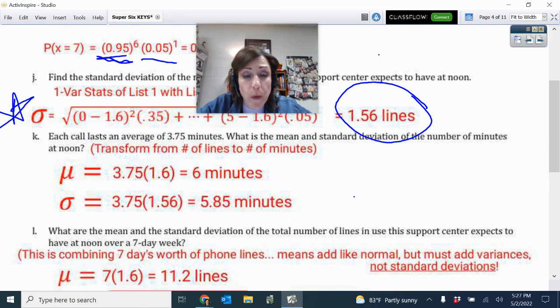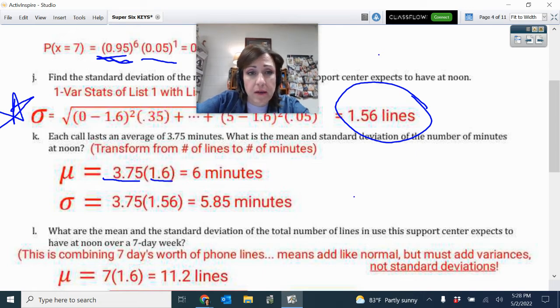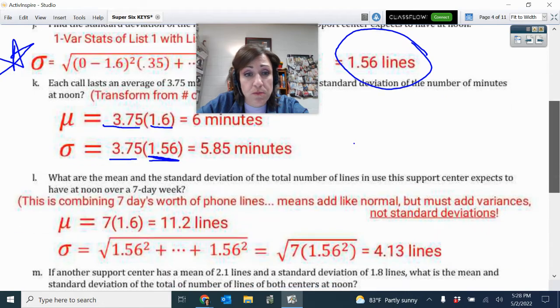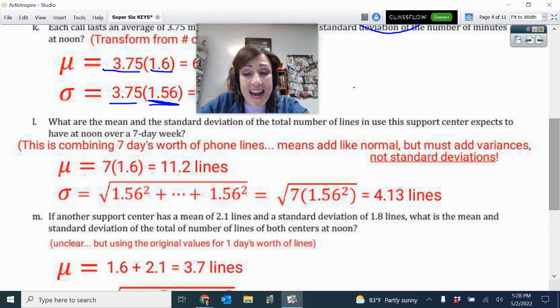Next, we transformed from the number of lines to number of minutes. So the mean number of lines times 6 minutes, the number of minutes times the standard deviation of the number of lines. There was no addition here, so they do just multiply. But here, now, this is tricky. We are combining 7 days worth of the lines. So combine 7 days worth. So that's adding up 7 days.